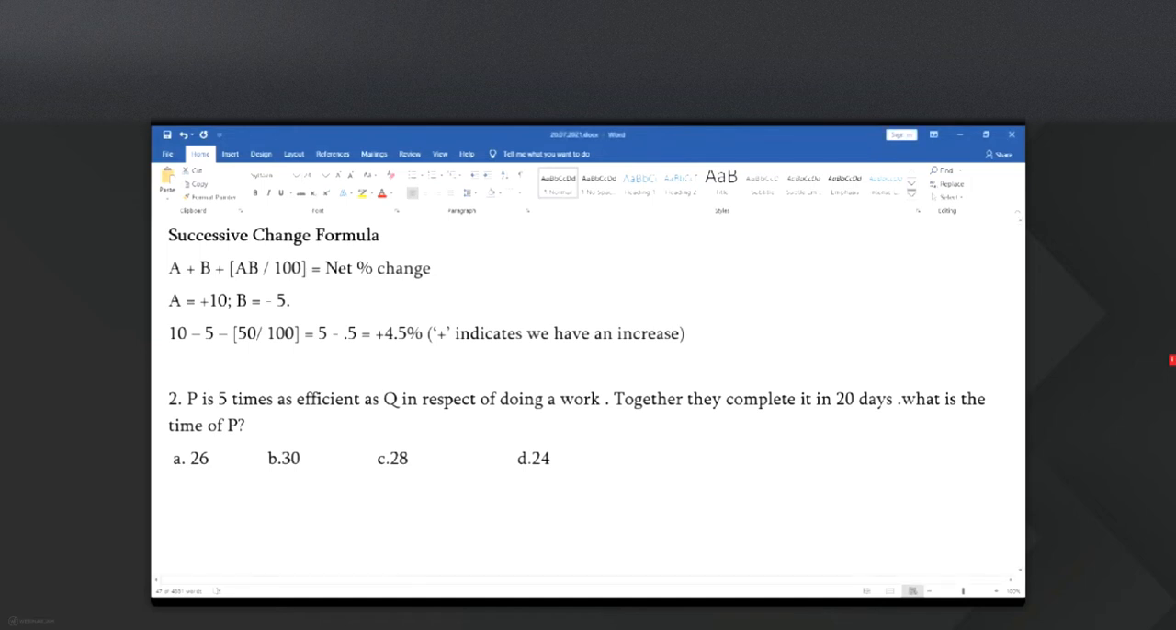Now let me just talk about this. There is something called efficiency and time. Efficiency and time are inversely proportional. Now, they say P is 5 times as efficient as Q in respect to doing a work. Together they complete it in 20 days. What is the time of P?